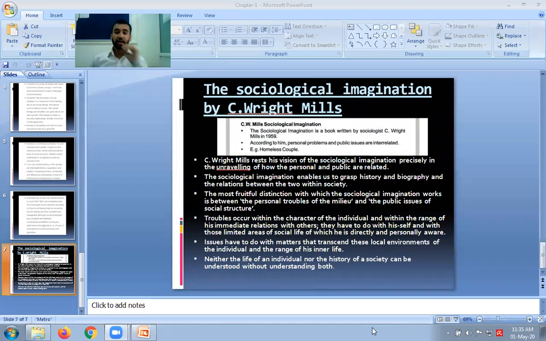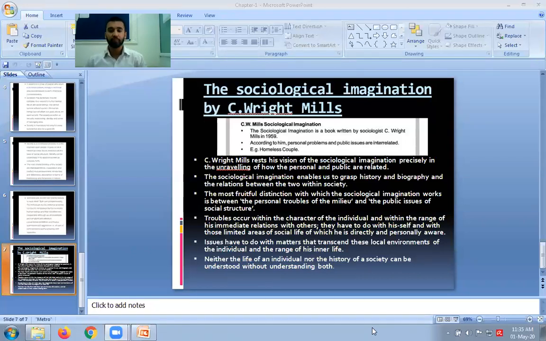This means that trouble means personal troubles, and issue means public issues. You have to understand this. Personal trouble mostly occurs because there is a problem in a particular individual, and that happens within the character of the individual, right? What kind of relations a particular individual has with others, the personal problem actually comes out of that. That's what C. Wright Mills wants us to understand here.